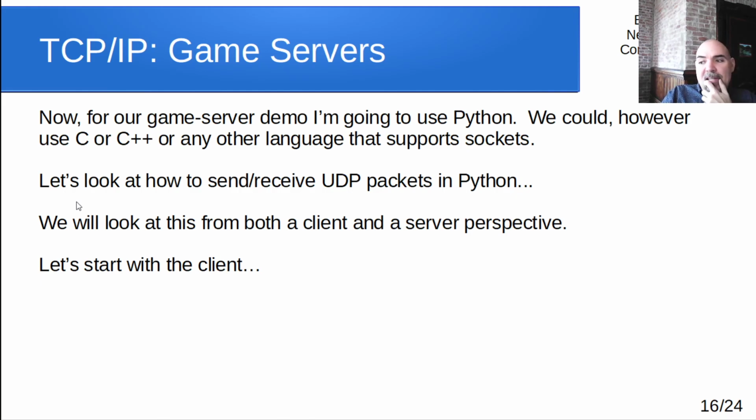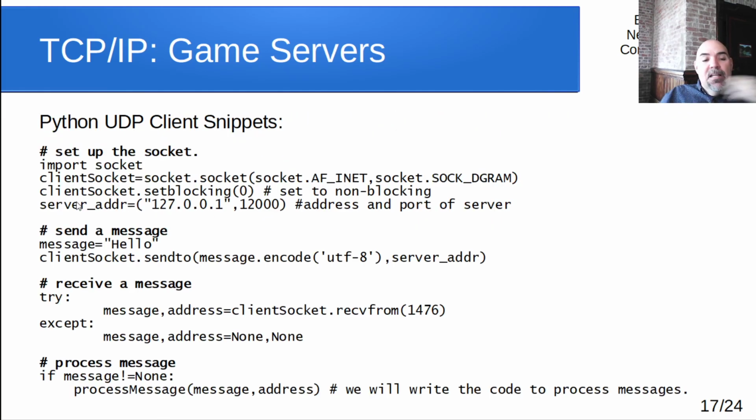Okay, so starting with the client here, essentially we need to set up the socket, we need to know how to send, we need to know how to receive, and we need to then process the message that we received. So the idea here is pretty simple. All we have to do is import socket. To make the client socket, we just do socket.socket. We pass in socket.AF_INET and socket.SOCK_DGRAM. Notice this is pretty close to how we did this in C. We just make one call to socket, and that creates the client socket.